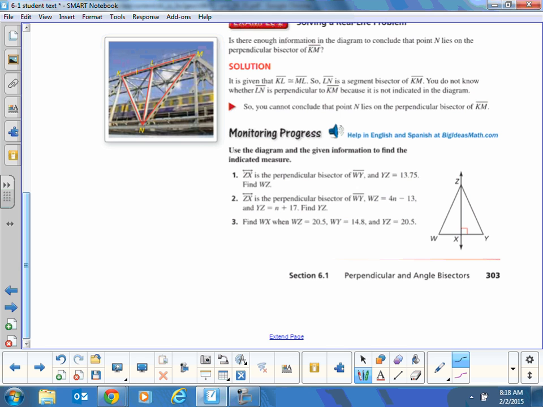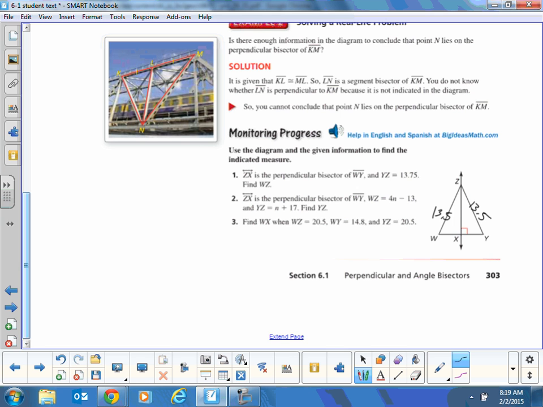YZ is 13.5. Find WZ. How much would WZ be? This one right here is 13.5. Yes. Not hard, so if you get that one, you're going to gladly get that one right. Equal distance to the endpoints. Equidistant. ZX is a perpendicular bisector of WY.